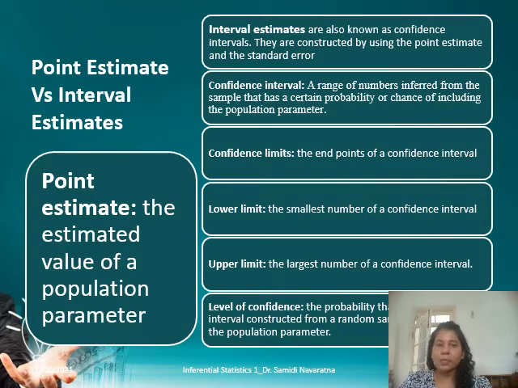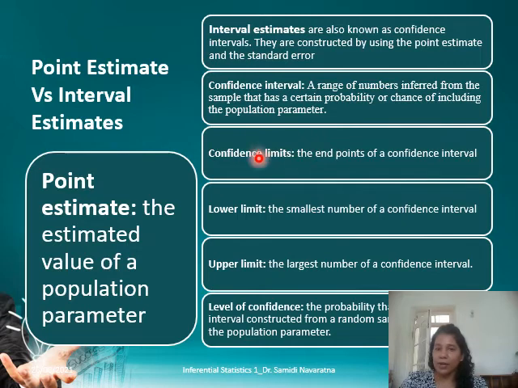So the point estimates are rarely the same as the population parameter due to sampling error that we have discussed already. But the sample statistic serves as the best estimate for a population parameter. So therefore, it is important to know the point estimate. So, what are the interval estimates then? They are also known as confidence intervals. They are constructed by using the point estimate and the standard error.